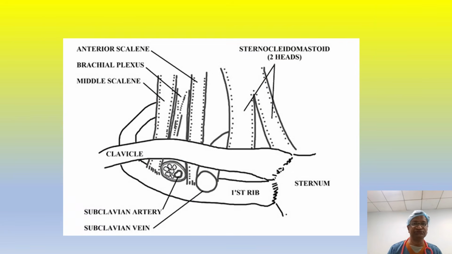This is the supraclavicular approach. Now we can see very clearly. This is the middle scalene, anterior scalene. Go down. Here it's a supraclavicular approach. Now we can see the subclavian artery, but the subclavian vein is here, with the anterior scalene muscle in between.